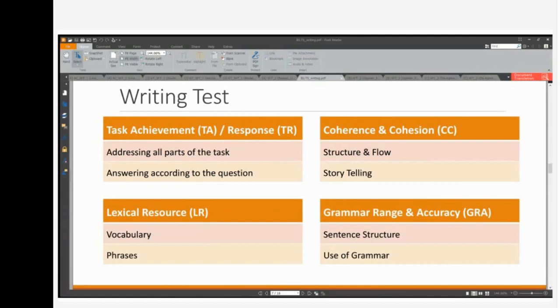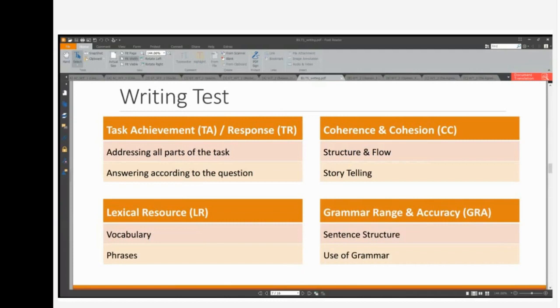The last one is the grammar range and accuracy, and it is actually the most important one because most of the candidates don't understand what and how they should write. This covers the sentence structures and the use of grammar. You need to show the examiner in your writing that you know different structures of sentences and grammar. In many different ways you can make not only simple sentences but also complex, large, compound sentences, different structures to start with, and you can do this as accurately as possible. If you can do that, then you will get a good mark in your grammar range and accuracy.